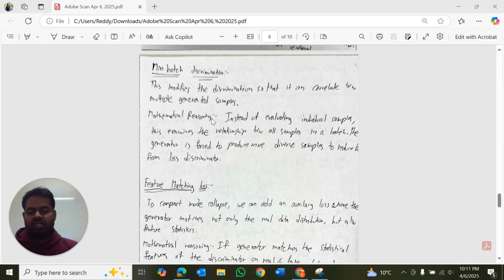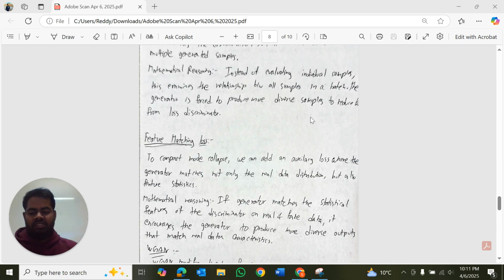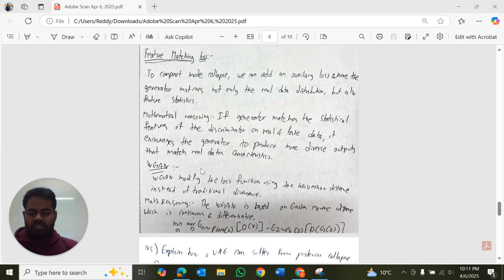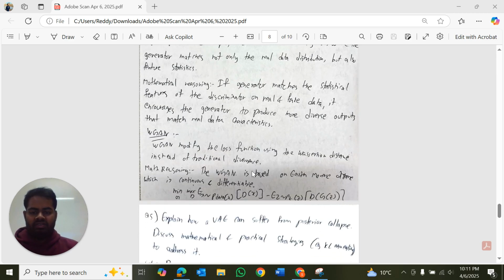Some of the solutions include mini-batch discrimination, which helps in detecting the correlations between the samples in a batch and forces the generator to produce a more varied range of outputs. And another is WGAN, the Wasserstein GAN, and we get smoother gradients when we use WGAN.